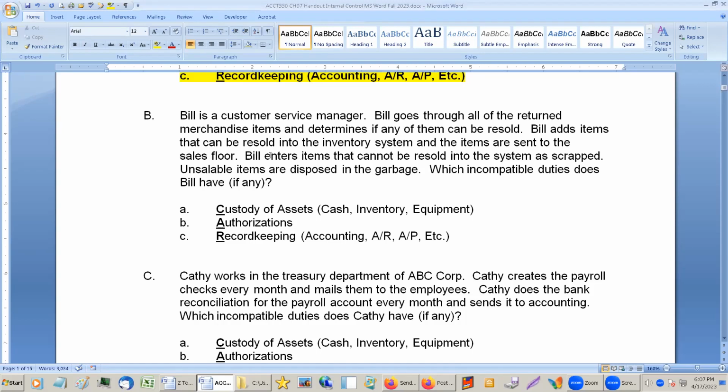Sorry, I'm having a sneezing fit here. Okay. Why are you crying? It's allergies. Plus, I'm teaching about internal control, which will make me sick.